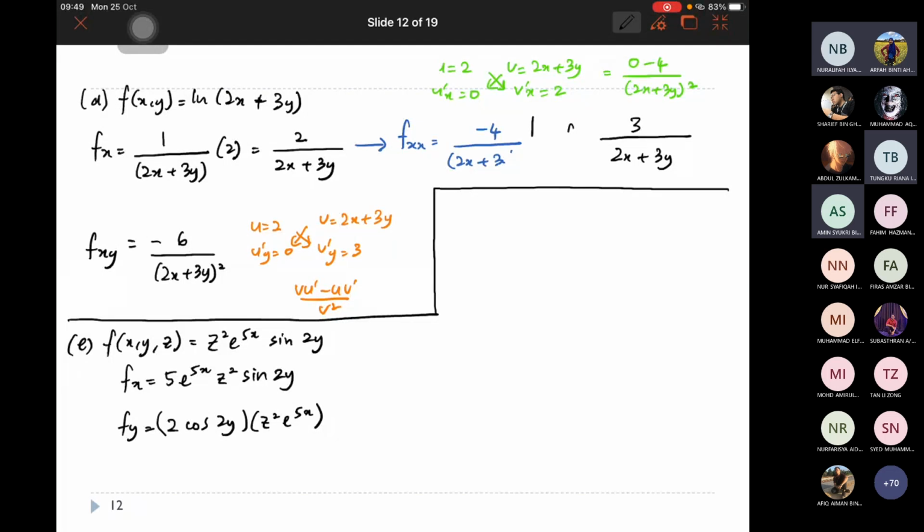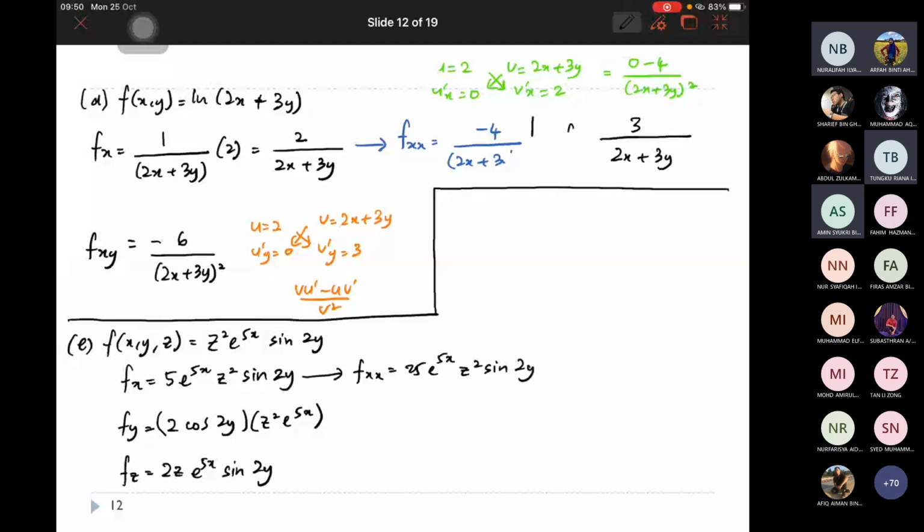Okay. So from here we want to find partial derivative with respect to z. So you have the term of z squared over there. So for this one, it will become 2z exponential 5x sin 2y. Okay, salin balik because we will assume that one is a constant. So samalah the next one. Yang ini fxx akan sama dengan 25 exponential 5x z squared sin 2y.